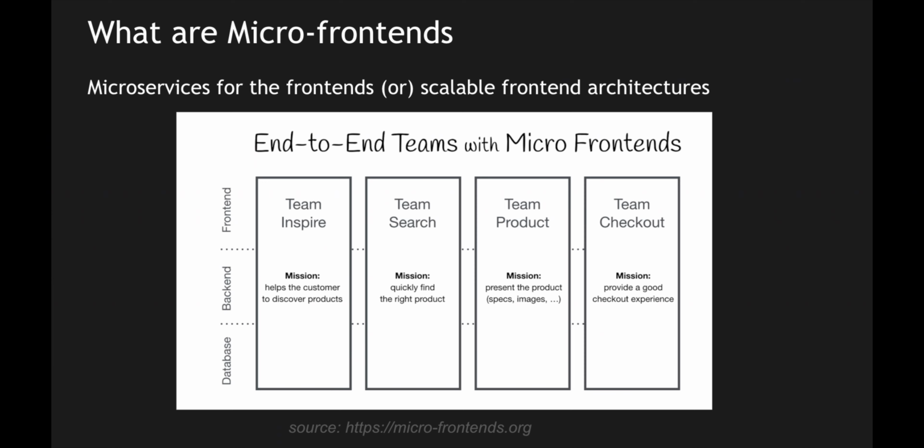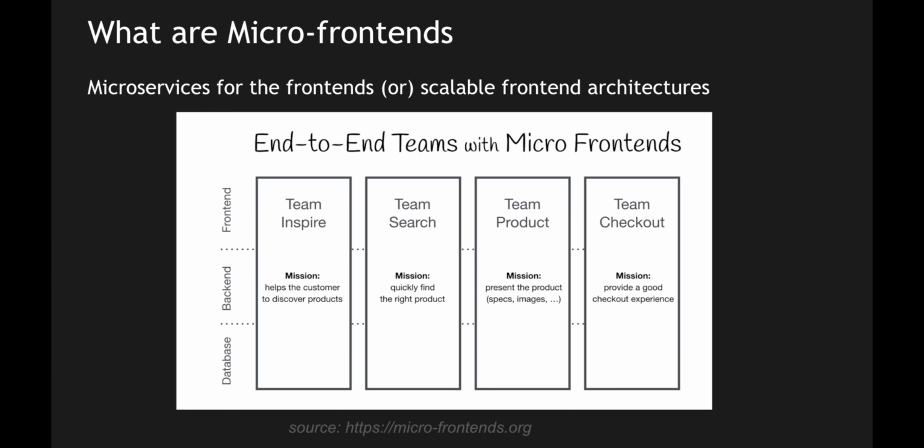So essentially it looks something like this. We will have end-to-end teams which are implementing micro frontends. For example, the same team which does front end will implement the backend and also the integration with the database. So this way the teams are segregated in terms of products. For example, there's a team inspire, there's a team search, team product, and then team checkout. So this is one model which companies follow in terms of having a full stack kind of a team which does both front end, back end, and also the database integration in one go.